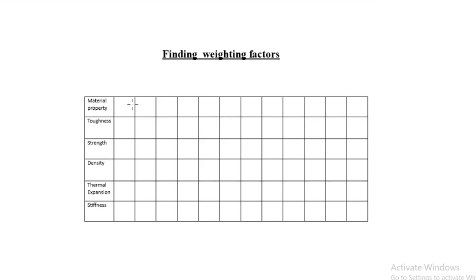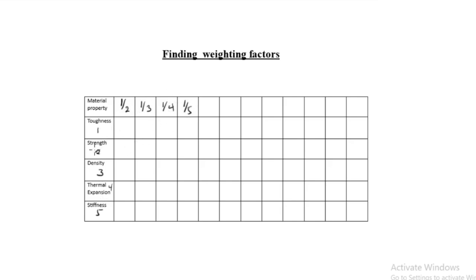So now how do we compare? We are going to take two properties at a time. This is my first property, 1, this is 2, this is 3, this is 4, and this is 5. I've arranged it in this way. First, we take toughness and strength, 1 and 2. We take toughness and density, 1 and 3. We take toughness and thermal expansion, 1 and 4, and compare. We take toughness and stiffness, 1 and 5, and compare. After that, we are exhausted.